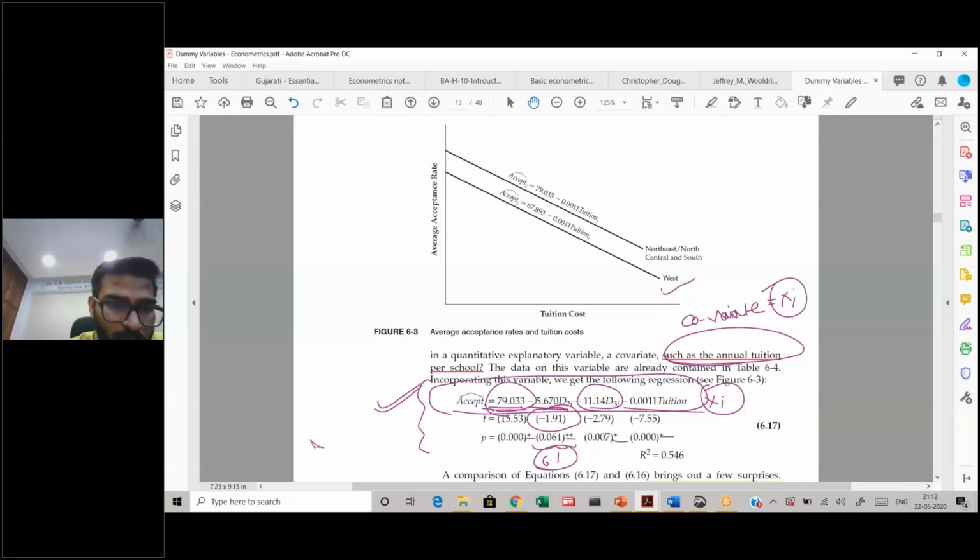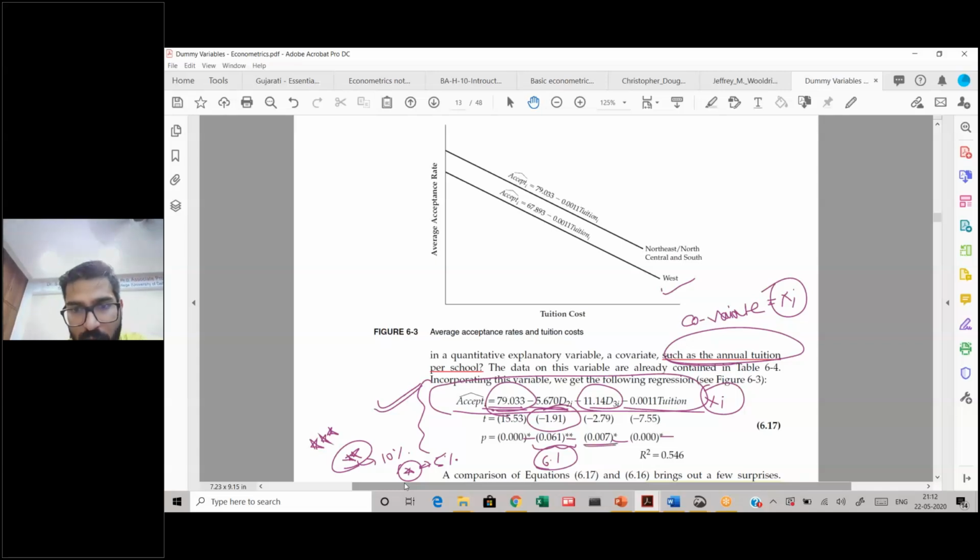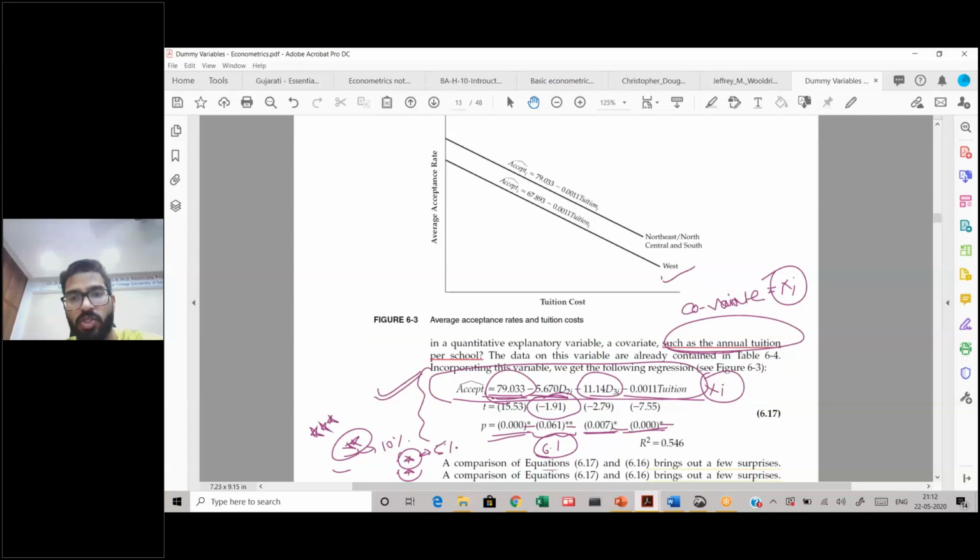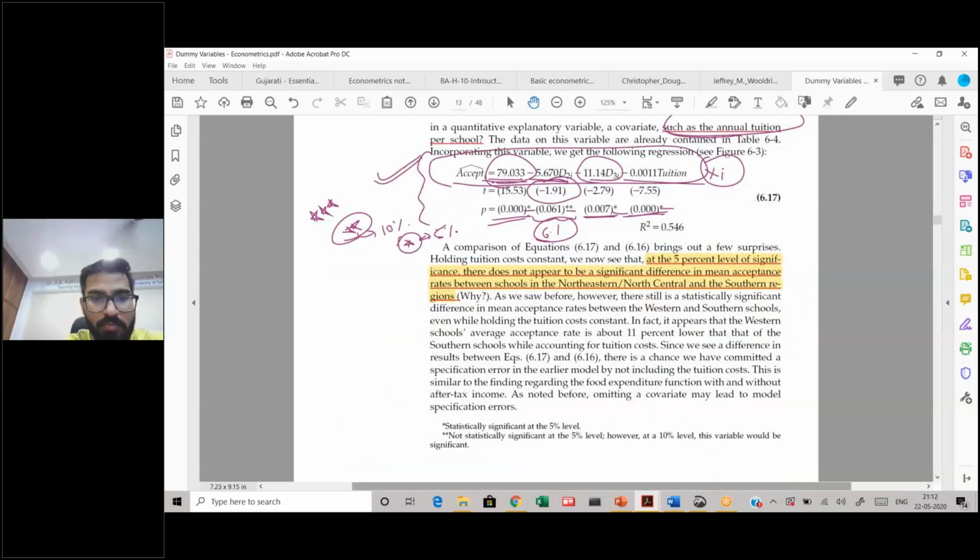If there is a double star, that essentially means that variable is being accepted at 10% level of significance. If a value has a single star, that means that variable is being accepted at 5% level of significance. So here, at 5% you accept this, at 5% you accept this, but at 10% you accept this. So remember these star notations as well. That is being mentioned here as well.